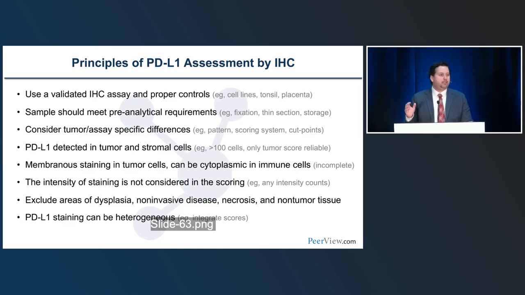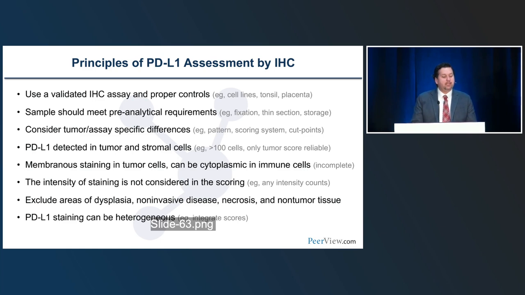And this is important because a lot of this was sort of inherited from the HER2 era, which was probably the first or second semi-quantitative IHC scoring. And a lot of people got used to score only membranous staining, but when it's scored in immune cells, it actually can be cytoplasmic. It still counts as positive. So this is important to keep in mind.